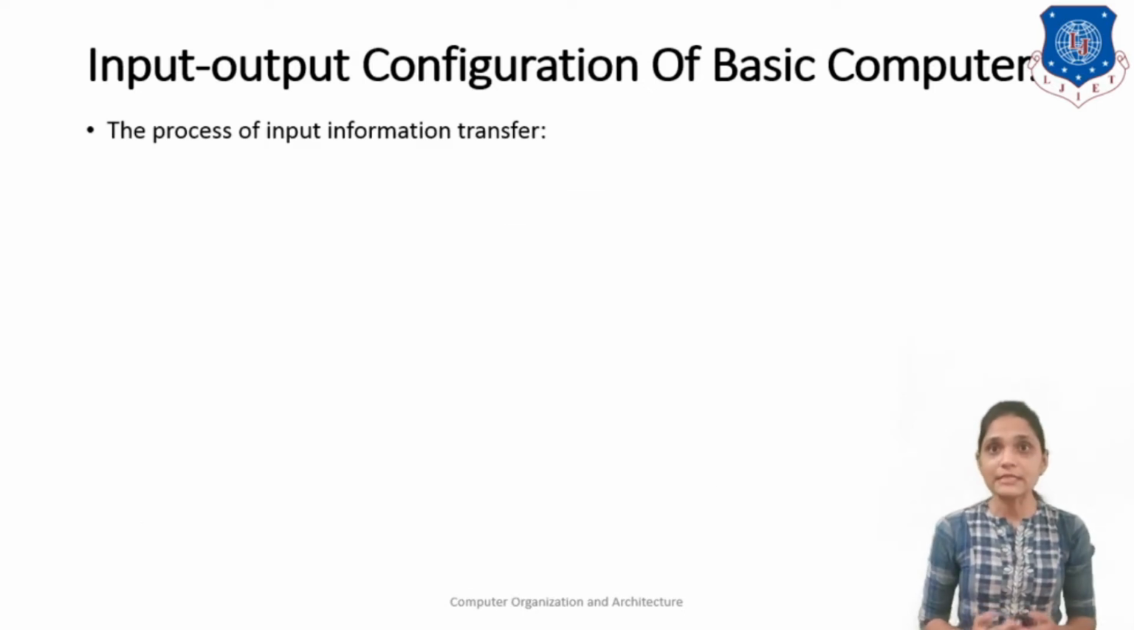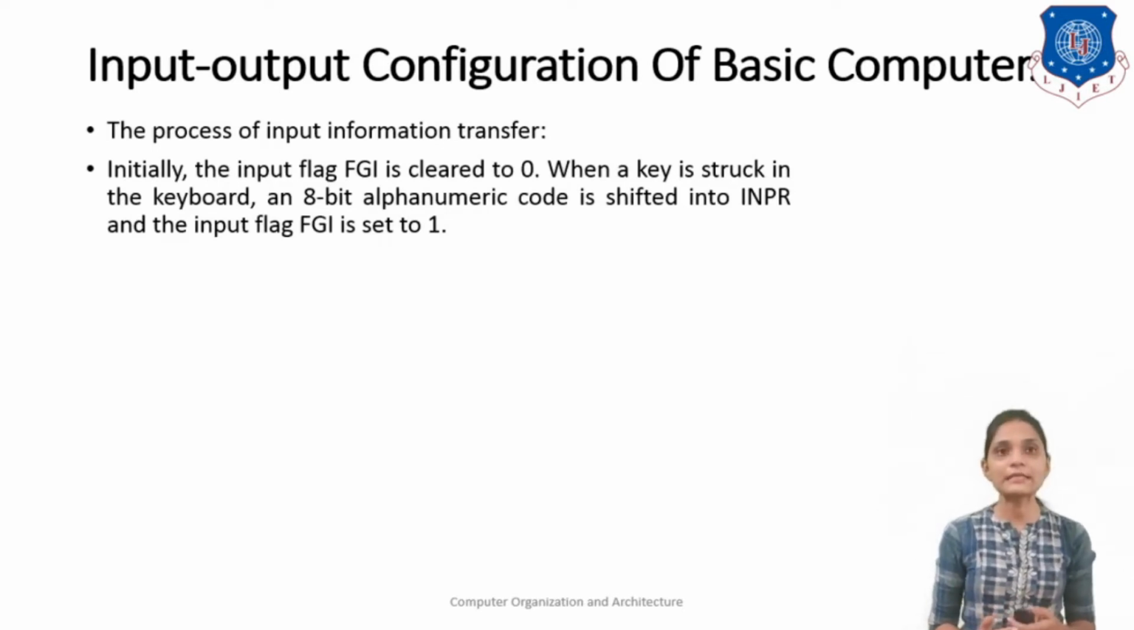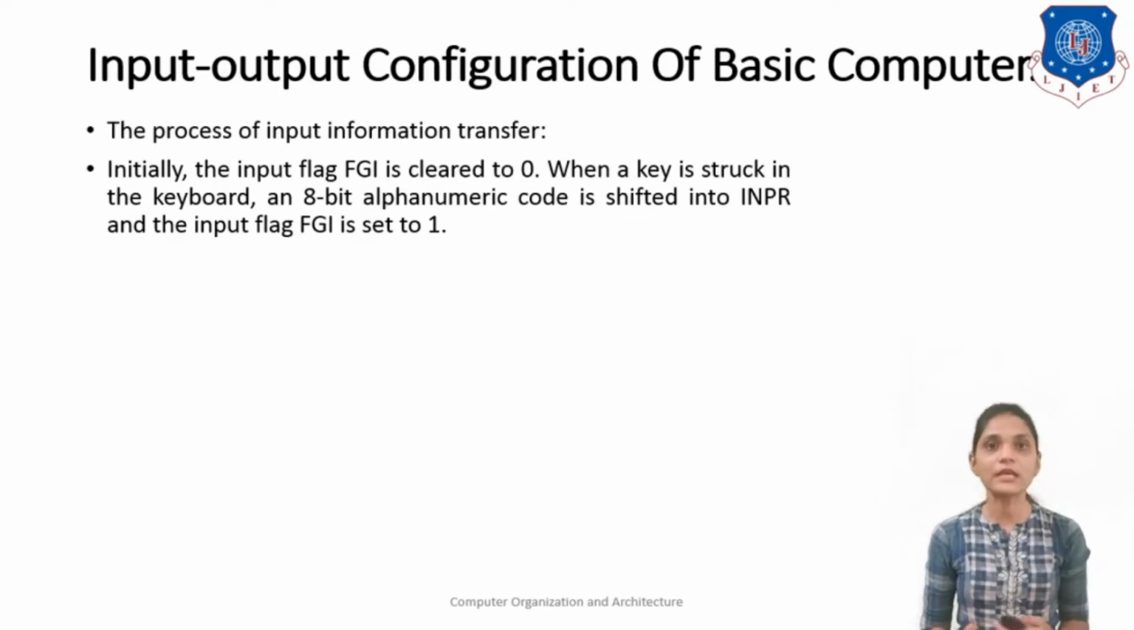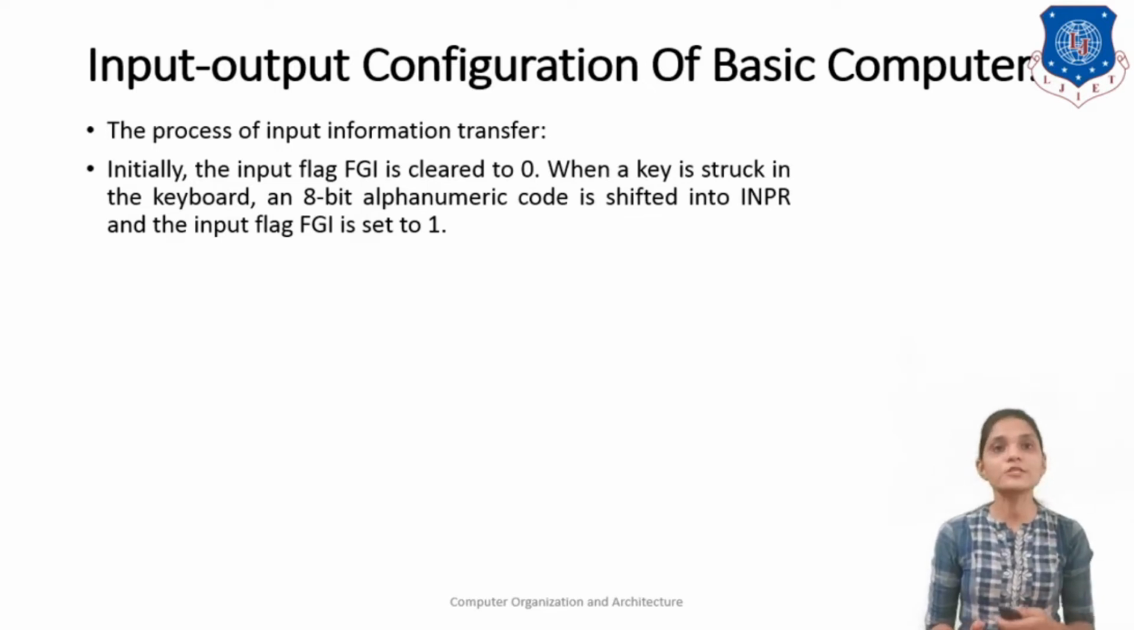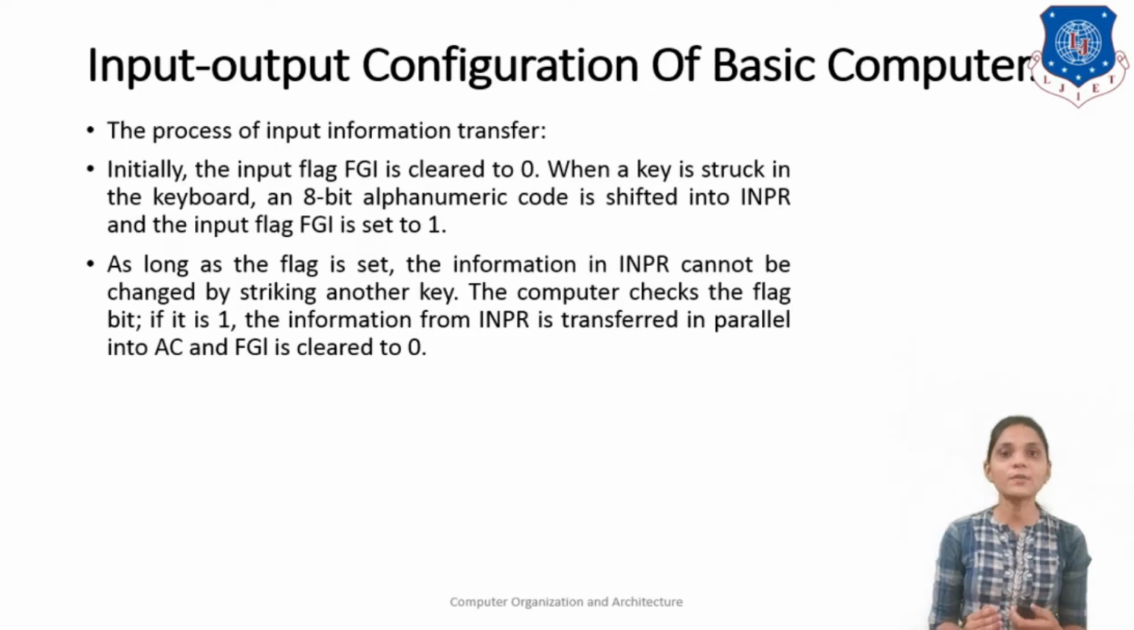Next, we will see the process of input information transfer. Initially, the input flag FGI is cleared to 0, and when a key is struck on the keyboard, the 8-bit alphanumeric code is shifted into the INPR, and the input flag FGI is set to 1 to indicate that this input data is available. As long as this flag is set, the information in the INPR cannot be changed by striking another key, and the computer checks the flag bit.